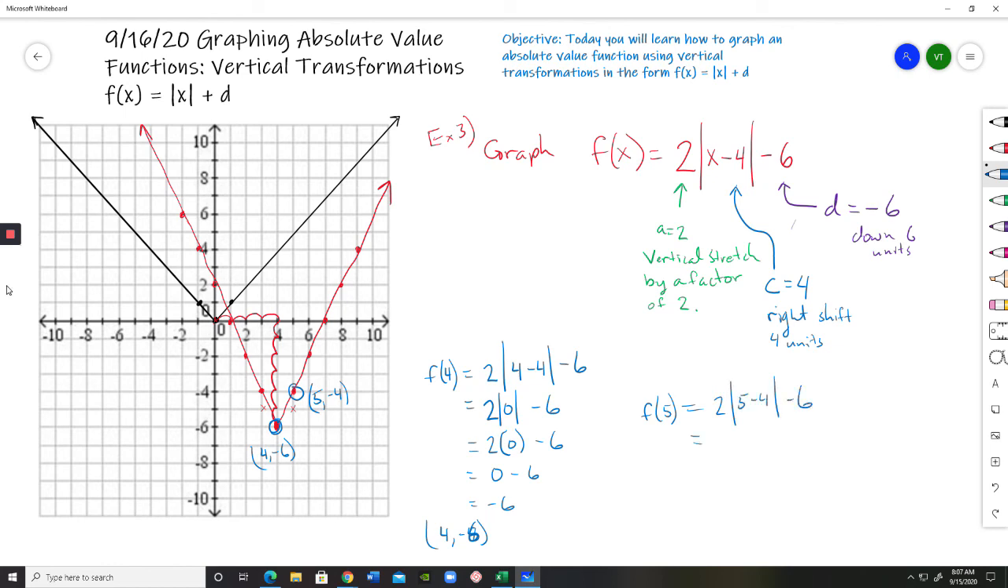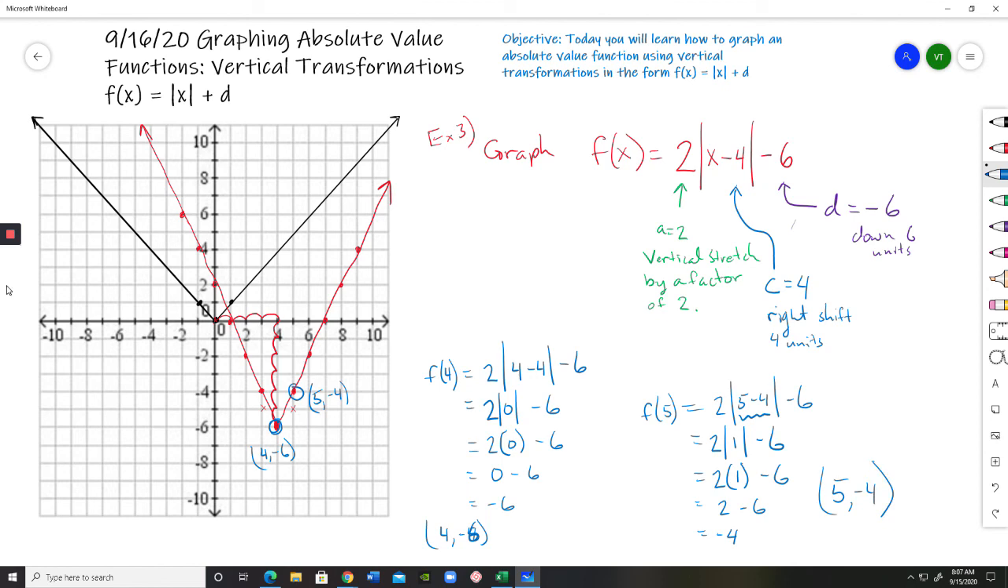So once again, we first do inside the absolute value. So that's 2 times the absolute value of 1. We do the absolute value. So the absolute value of 1 is just 1. Now we multiply. And now we subtract to get negative 4. And so just like the graph says, if I input a 5, I output a negative 4.